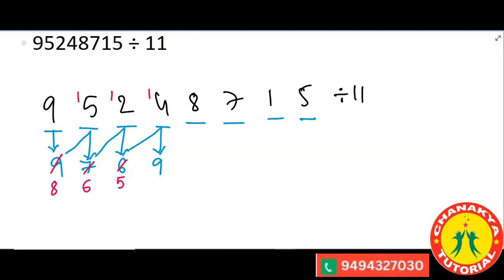And 8 minus 9 is not possible, so 9 becomes 8 and 8 becomes 18. It is 10. 7 minus 10 is not possible, so 10 becomes 9 and 7 becomes 17.